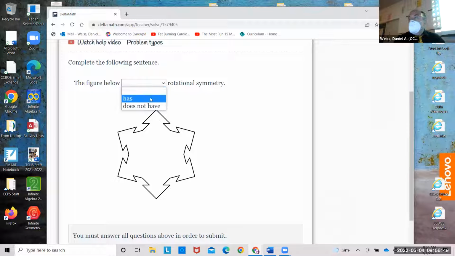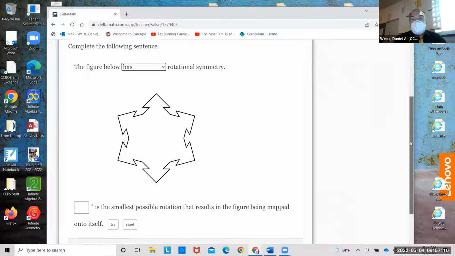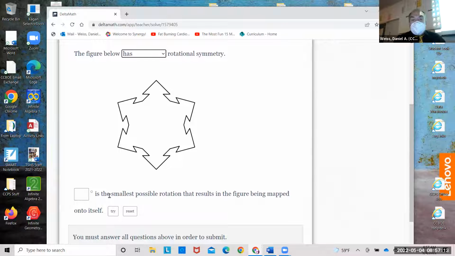Erwin, esto es tiene, esto es no tiene. Okay. This has rotational symmetry because if it turns, it will make the exact same figure in a turn. Okay. Now the big question is, how many degrees is the smallest possible rotation that results in the figure being mapped onto itself? Here's what you do. How many arrows are here?